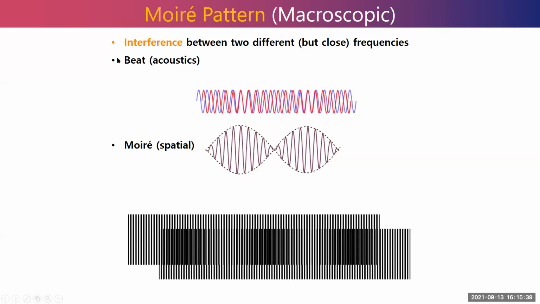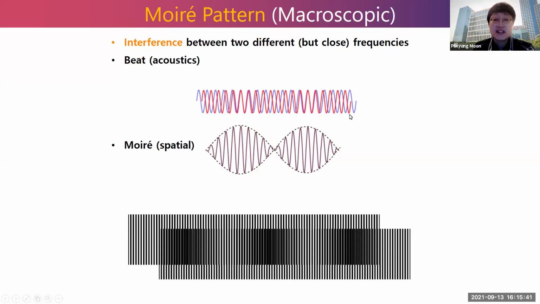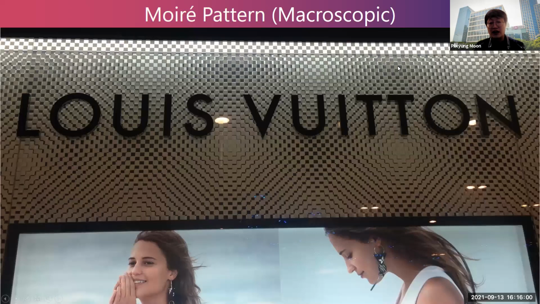In acoustics, we can see many similar phenomena. For example, in acoustics, we call such a phenomenon a beat. In a spatial pattern, we call it a Moire pattern. We can easily find it in many macroscopic phenomena. For example, if we stack two rectangular lattices, we get the emergence of a Moire pattern, which is much longer than the underlying lattice period.